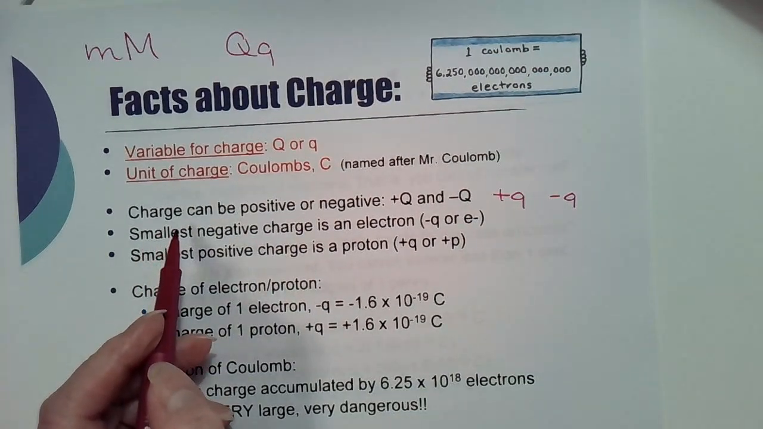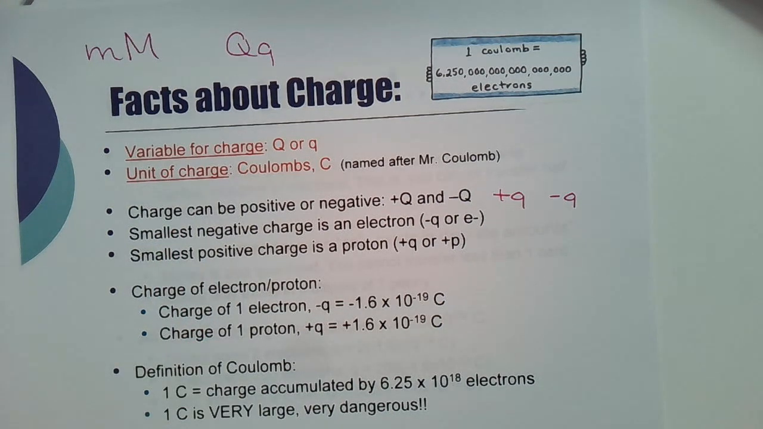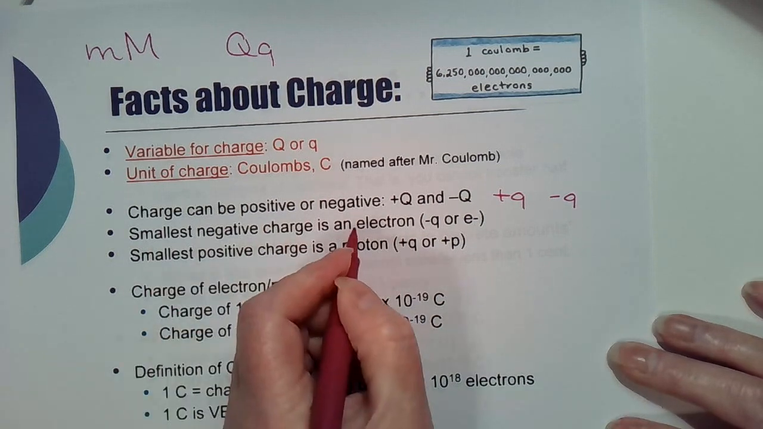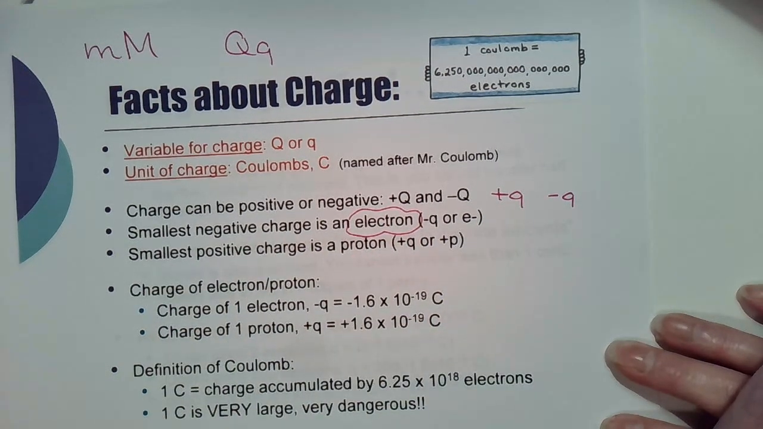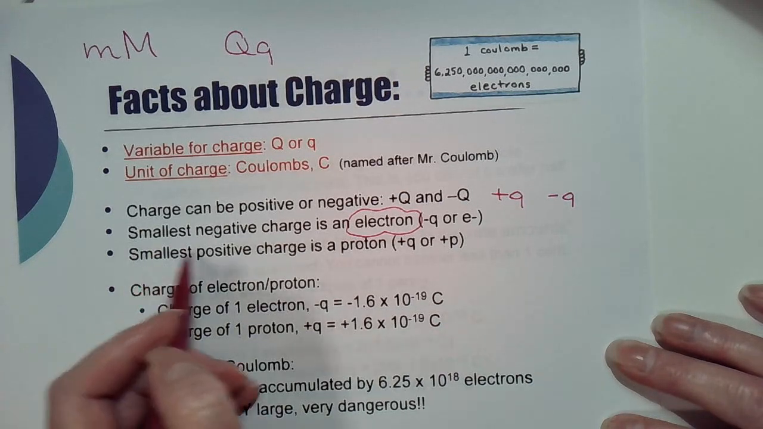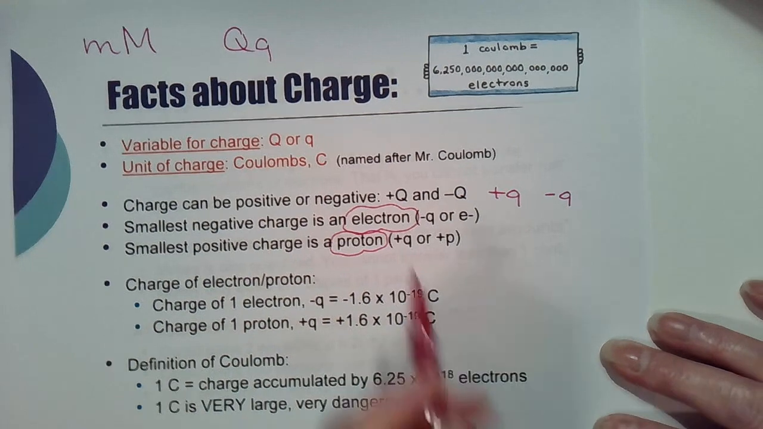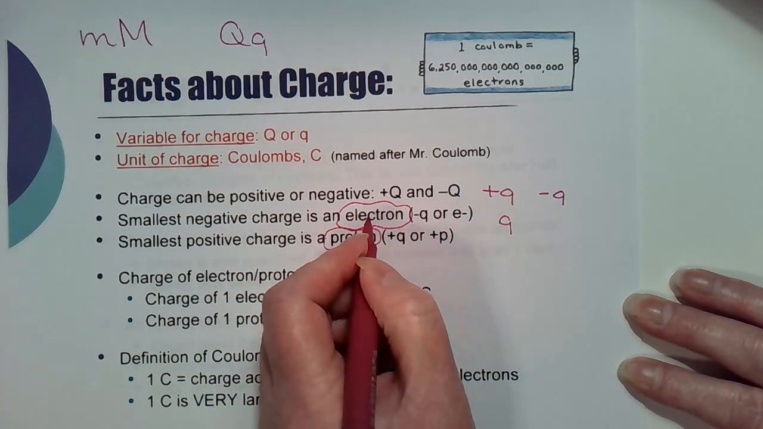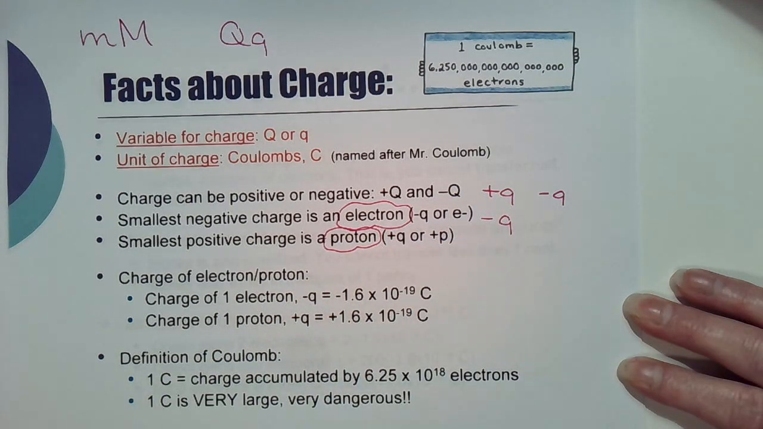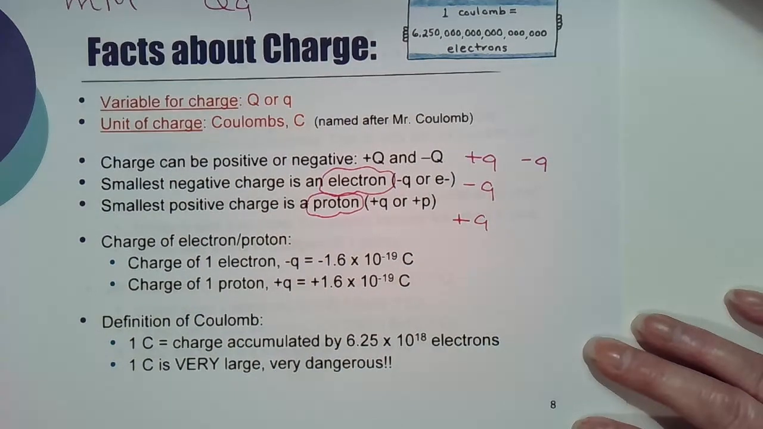All right, what is the very smallest negative charge that I could ever pick up in the universe? That would be an electron. That is the smallest negative charge that exists, and the smallest positive charge is a proton. So the smallest charge is Q. If it's an electron, we're going to put a negative in front of it. If it's a proton, we're going to put the positive in front of it.